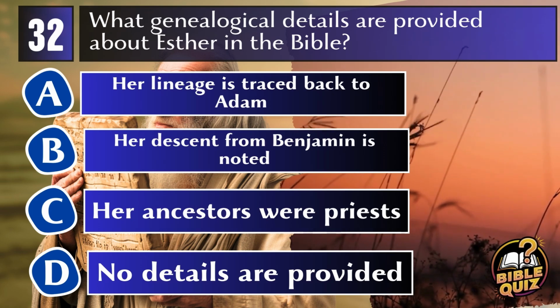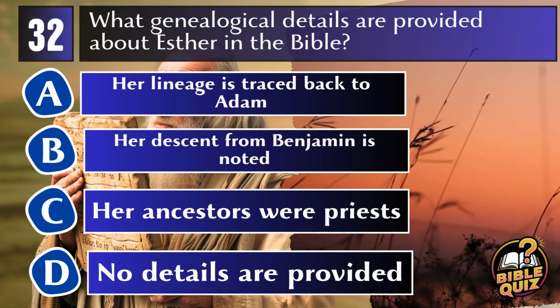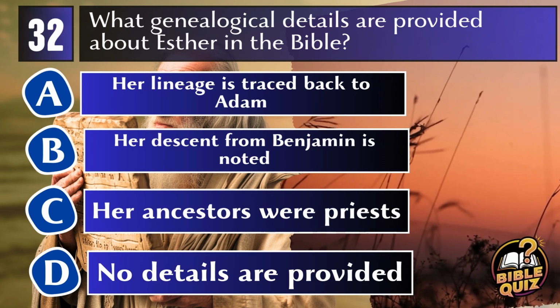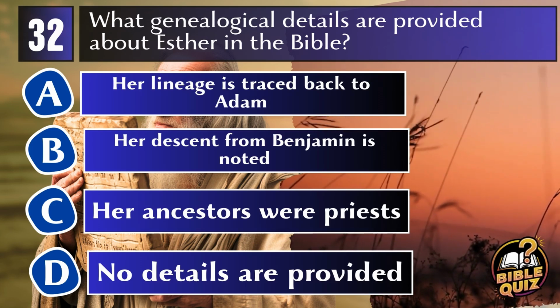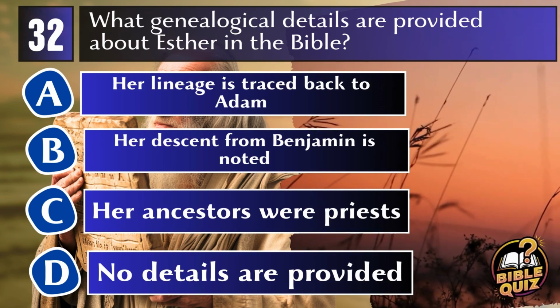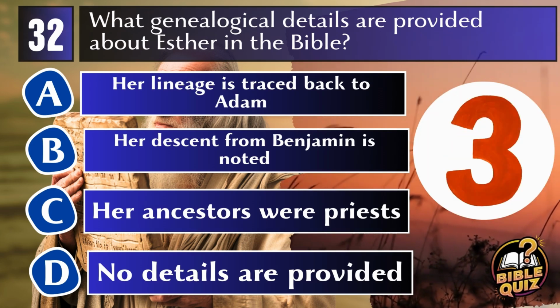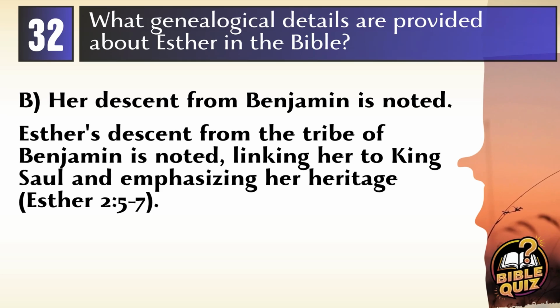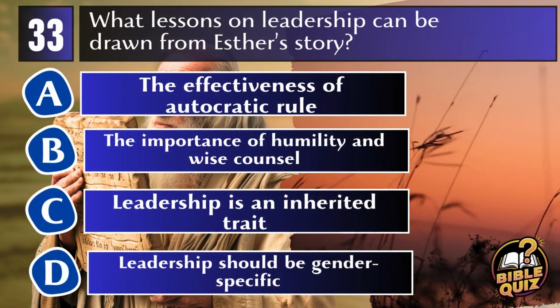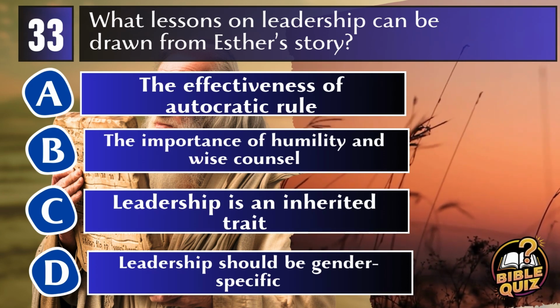Question 32. What genealogical details are provided about Esther in the Bible? A. Her lineage is traced back to Adam. B. Her descent from Benjamin is noted. C. Her ancestors were priests. D. No details are provided. Answer: B. Her descent from Benjamin is noted. The Bible provides genealogical details about Esther, noting that she is descended from Benjamin, which links her to King Saul and highlights her royal lineage within the Jewish community. Esther 2:5-7.